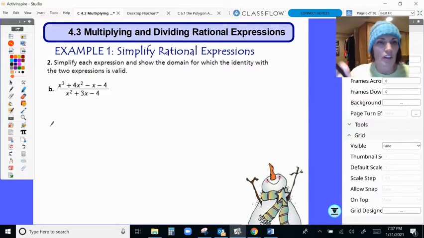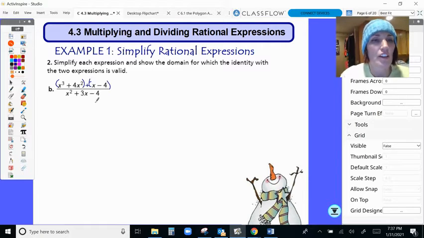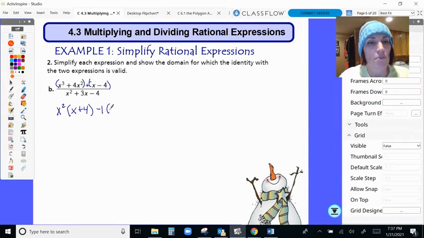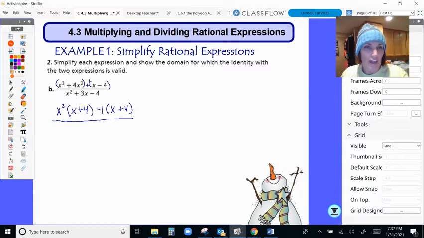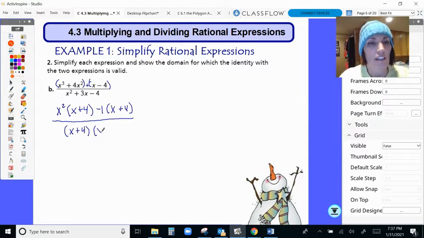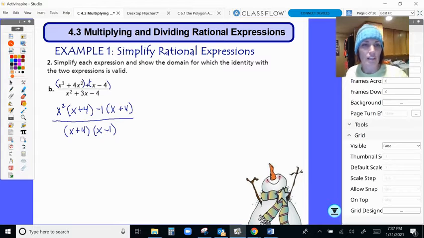This one on top looks like a polynomial with 4 terms, so I'm going to factor by grouping. I'm going to factor out an x squared term, which leaves me with x plus 4. Then I'm going to factor out a negative 1 over here, and that will leave me with a positive x plus 4. On the bottom, factors of negative 4 that add up to 3 are going to be x plus 4 and x minus 1. Everybody's okay with that?